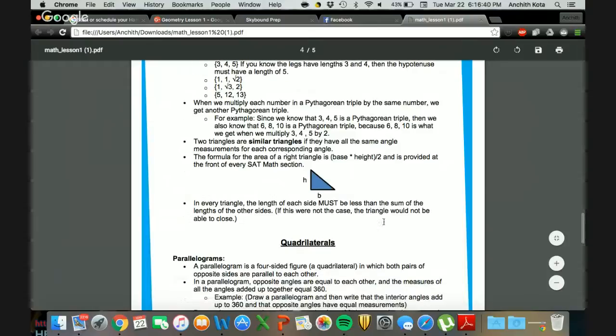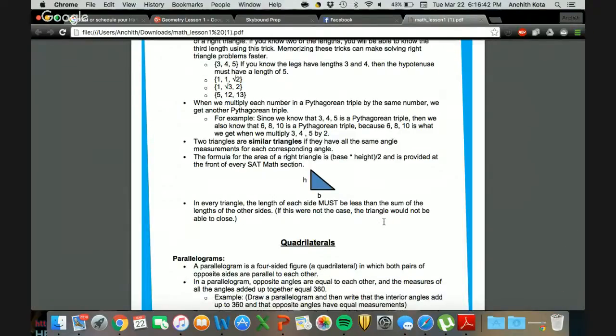The formula for the area of a right triangle is base times height divided by 2, and it's provided at the front of every SAT math section. However, I recommend memorizing most of these geometric formulas, because it takes a lot of extra time to flip pages, and it's a lot easier if you just know it by heart, so you can work with it right off the bat.